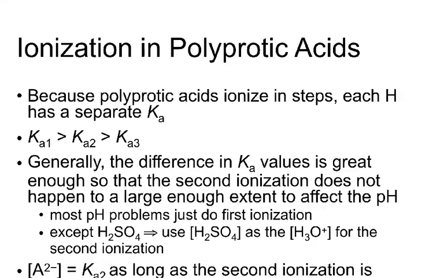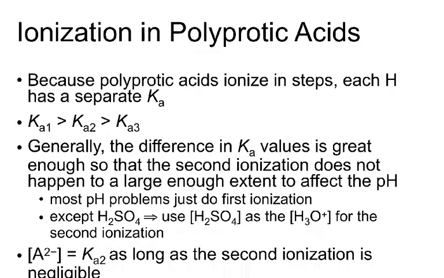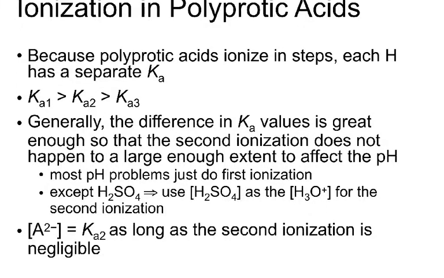All right, polyprotic acids have more than one acidic H, and each H will have a separate Ka value. The first one will be the strongest, followed by the second, followed by the third. Typically, if you're dealing with polyprotic acids, the difference is big enough that you can ignore the second or the third because it's so much weaker than the first one.